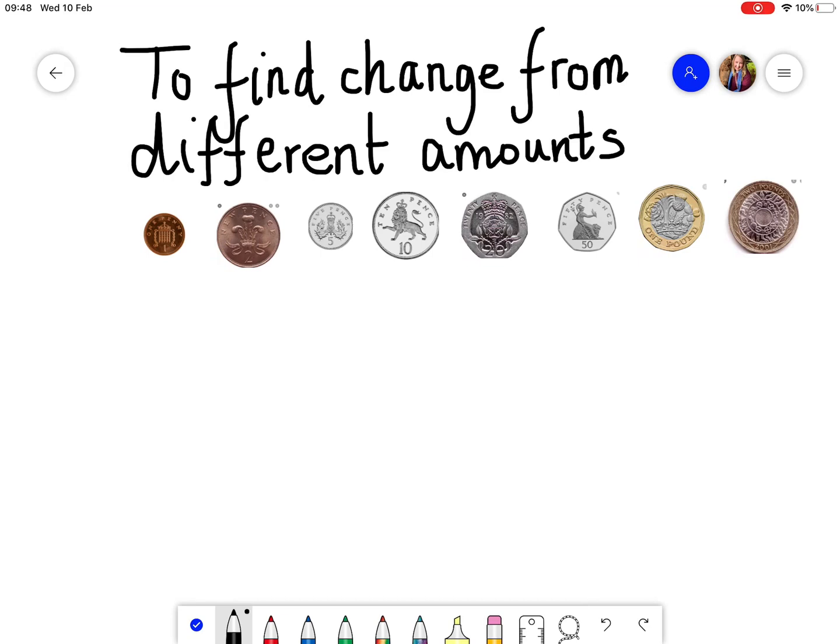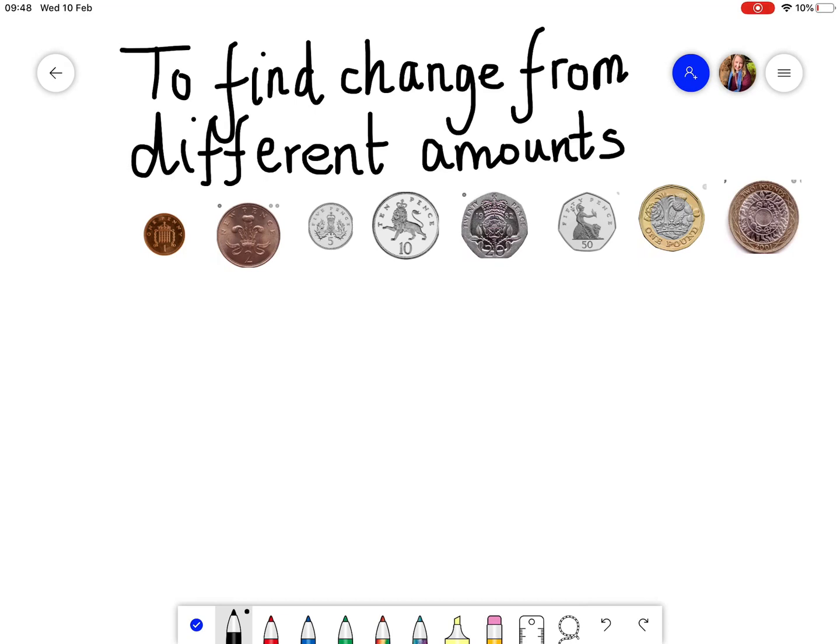So we know that different things cost different amounts of money. And we might have something that's 12p or 15p or 55p. And we know that we can't always have a coin for 55p or 72p. So you might either have to make up, like we did last week, make up 72p by adding together lots of coins. But sometimes you might give the shopkeeper more than the item is.